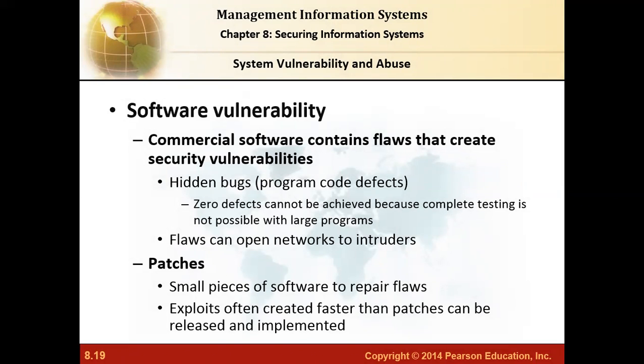System vulnerability. Sorry, software vulnerability. How is software vulnerable? Commercial software contains flaws that create security vulnerabilities. Why? Because commercial software is software which normally we buy from any source. That is why we call it a commercial application. For example, if we are interested in a management tool, we can buy it, we can purchase it. If we want a database tool, we have to buy it because it's commercial software.